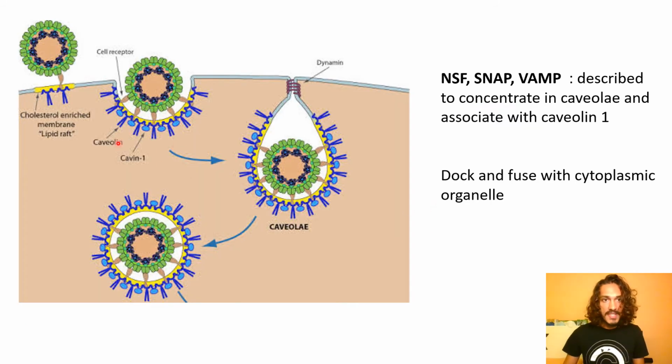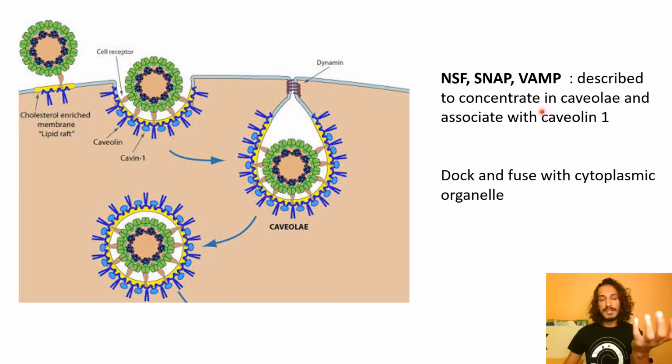So a recap of this can be seen over here: cholesterol enriched region, the lipid raft, and how a ligand comes over here. This is a virus, and through caveolin you can see the cavin 1 here, and that results in internalization through pinching off by dynamin, and finally this whole thing is going out. What you have to understand is this whole complex that is being formed has NSF, SNAP, VAMP, and these are things that help in docking and fusing.